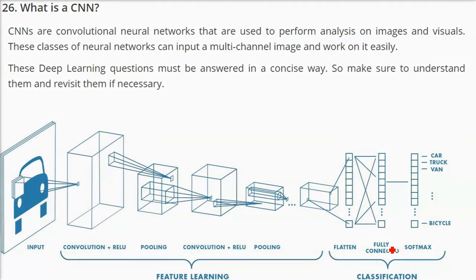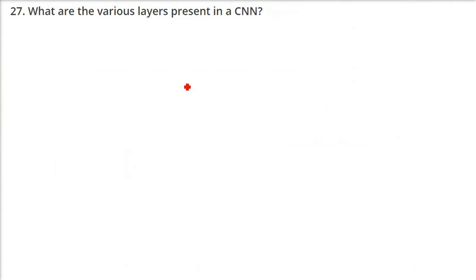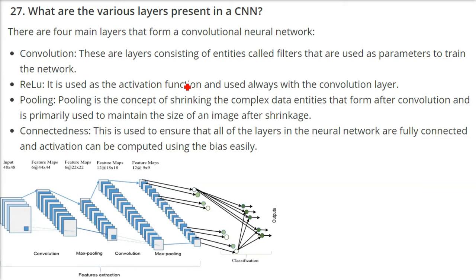So what are the various layers present in a CNN? We just talked about this right now. We have convolution, then pooling, and finally you have flattening, and we have the function application also. These are the major ones. Convolution layers consist of entities called filters, edge detection filters, etc., that are used as parameters to train the network. This is convolution. Then we have the ReLU.